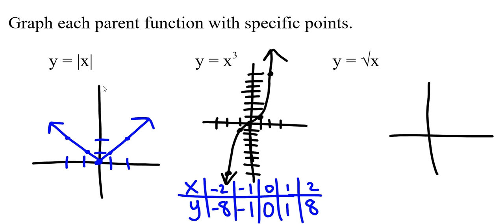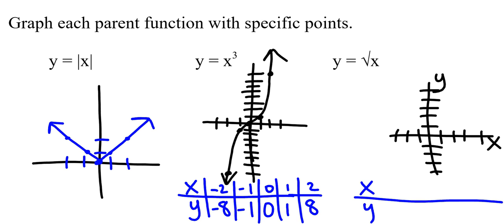Let's think about this. So we're working on the Cartesian plane for square root. We have x, we have y. And we know that our x's, we go positive in this direction, we go negative in this direction. Our y's are positive and negative. So let's make a table also for this one so we can see what it's going to look like. So normally we start with -2, -1, 0, 1, and 2 for our x values. But let's think about this.